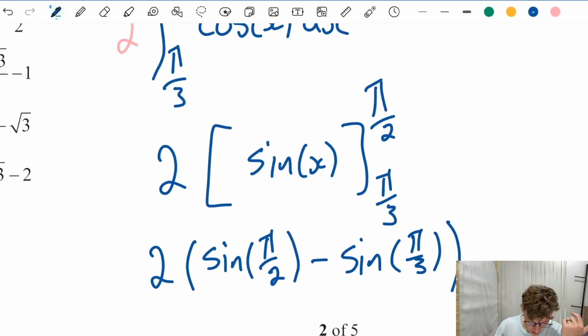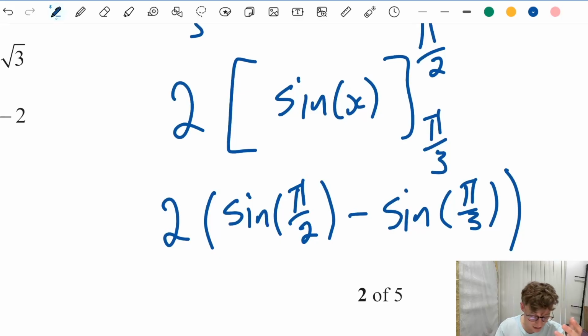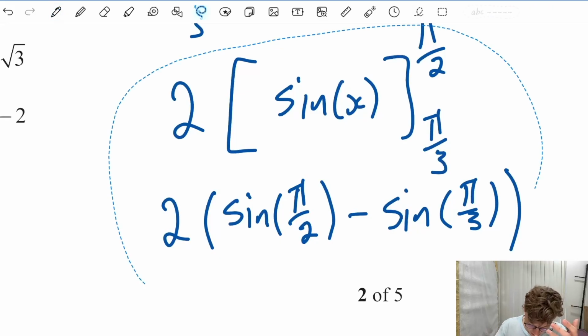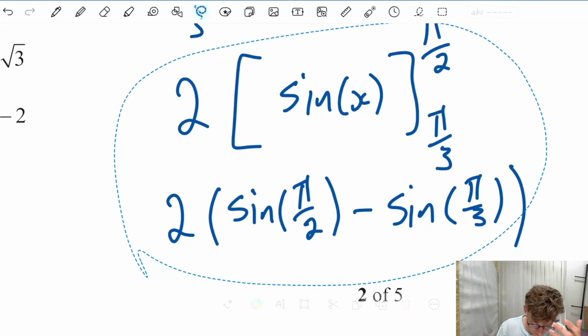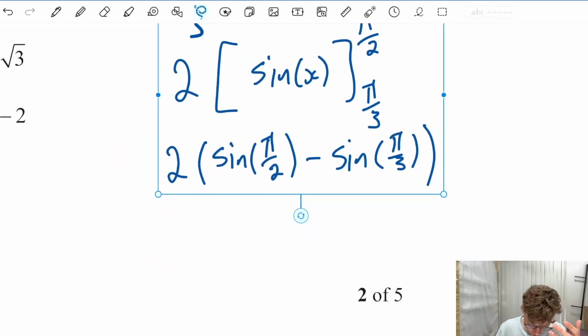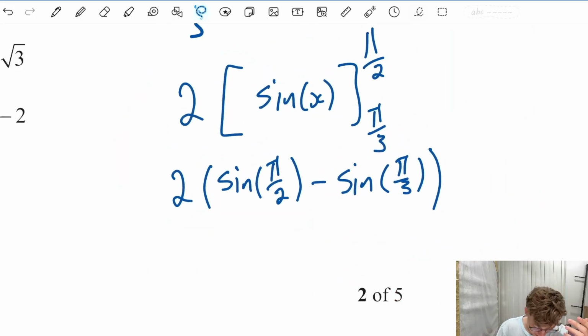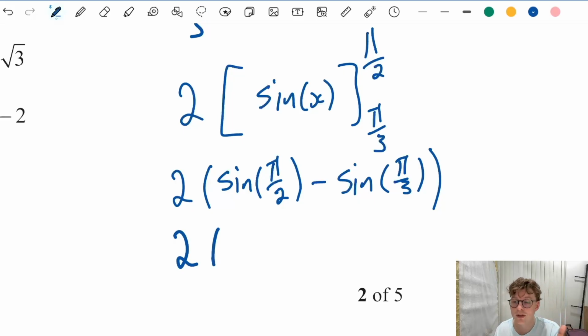So now I'm going to use my exact values. I'm going to grab all of this and make it slightly smaller, so I should have enough room to write my final answer. My final answer is simply going to be 2 outside of sine of pi on 2, which, if we remember our exact values, is going to equal 1. This is tech-free, so we have to know our values. Minus sine of pi on 3. Well, pi on 3 is the same as 60 degrees, and sine of 60 is going to be root 3 over 2.